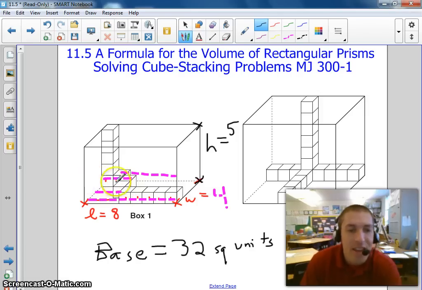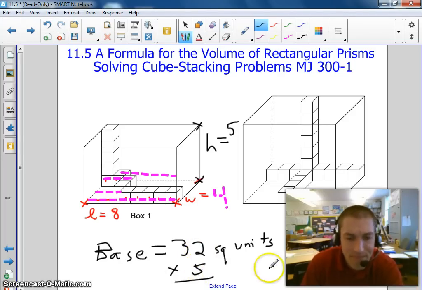Now, how many sets of 32 do I have there piled up on top of each other? Well, I've got 5 of them. So we do 32 times 5 to figure out the volume. I'm going to do 5 times 2 is 10. Just write 10 over there. And then 5 times 30 would give me 150. So I think there's going to be 160 square units in this.